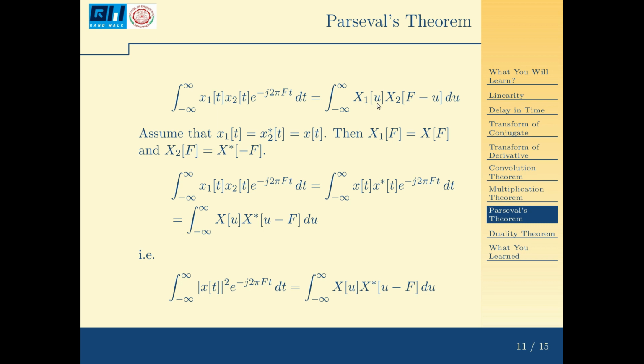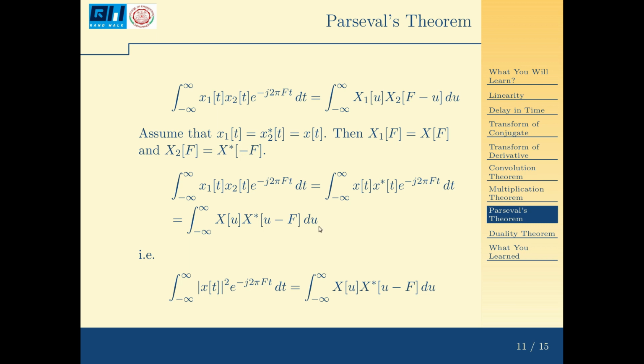In the frequency domain, it becomes integral from minus infinity to infinity of X(u) X conjugate(u minus f) du. Since x2(t) is a conjugate of x(t), there is a negation in frequency as well as a complex conjugate. So here this X2(f minus u) becomes X conjugate(u minus f) du.